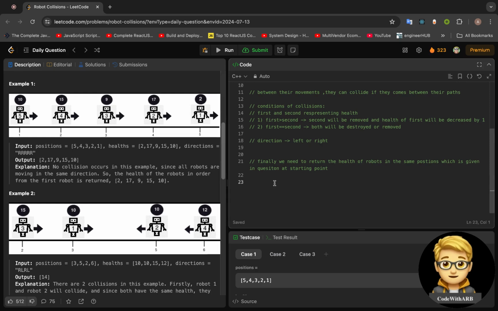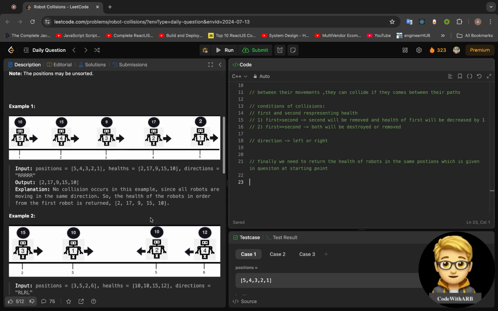So basically, how will we approach this? The first thing for sure is that the robots are at different positions. If you see in this example, 3, 5, 2, 6, we need to arrange the robots in sorted order, because the position is given differently for each robot. The robot positions are given in random order.